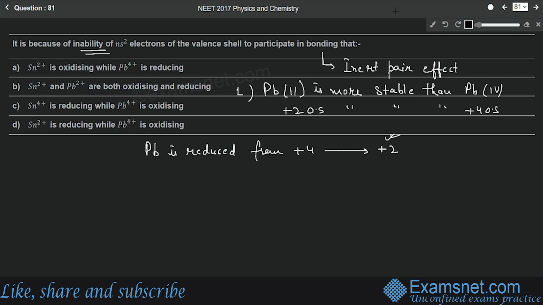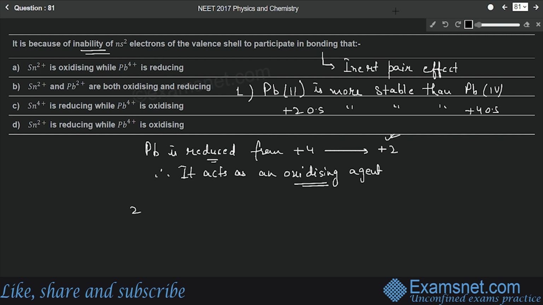Now, if it is reduced, then it will act as what? Oxidizing agent for others. Okay, therefore, it acts as an oxidizing agent because it itself is getting reduced. So it is oxidizing in nature.